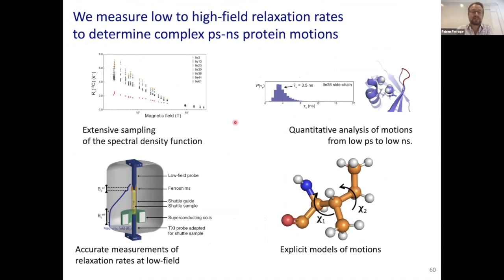Okay. So what I showed you in this second part is that we can use relaxometry to probe the spectral density function over a broad range of magnetic fields. This allows us to analyze motion and identify motions in the low-nanosecond regime. The analysis is tricky, and we could validate it with the use of our two-field NMR spectrometer. And quite importantly, having all these relaxation rates and wondering what to do with them and trying to analyze them has shown us that we had to go beyond typical model-free approaches and introduce more explicit models of motion that take into account, in particular, the anisotropic nature of internal motions.